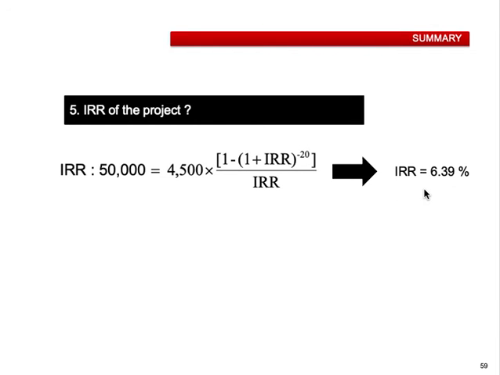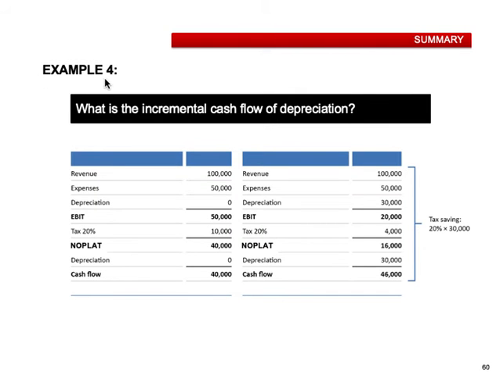So in other words, looking alone at the IRR of 6.39%, we can argue that we would have a positive NPV because it's simply larger than the cost of capital. Example 4 is about the incremental cash flow of depreciation.